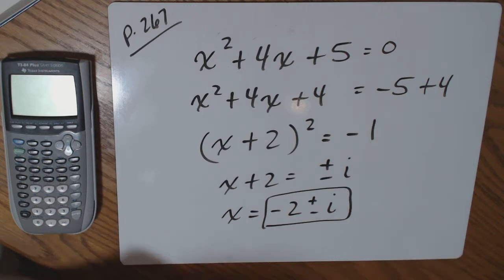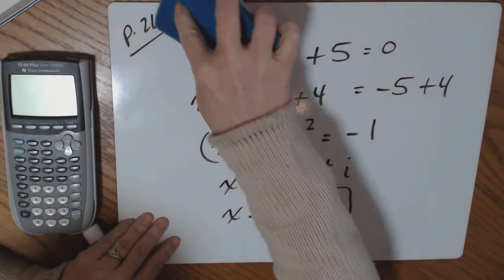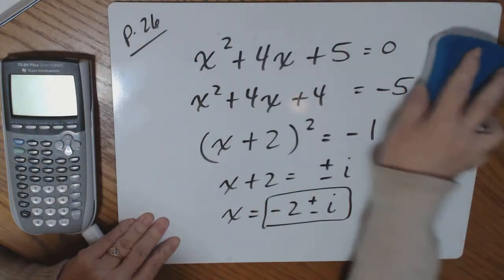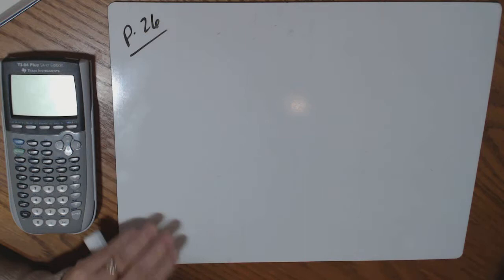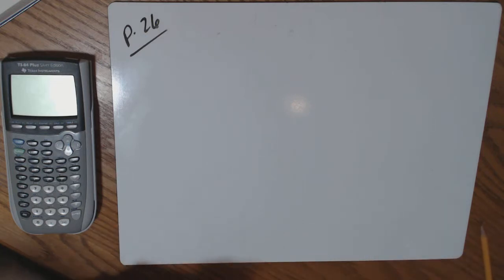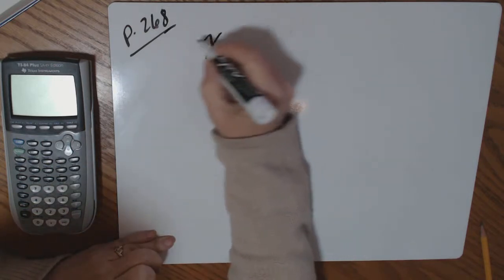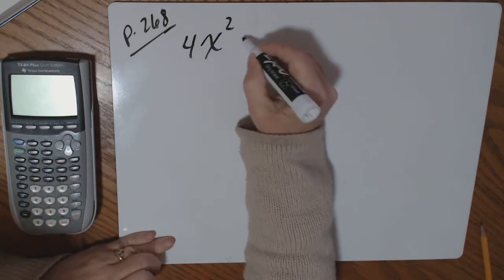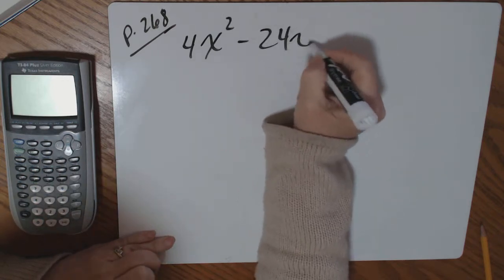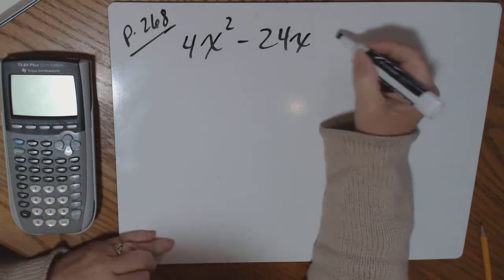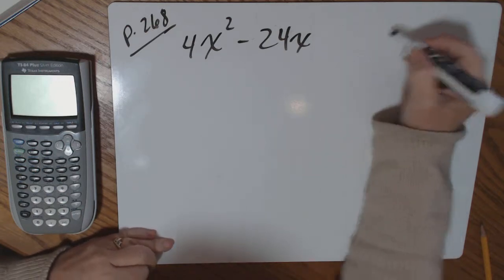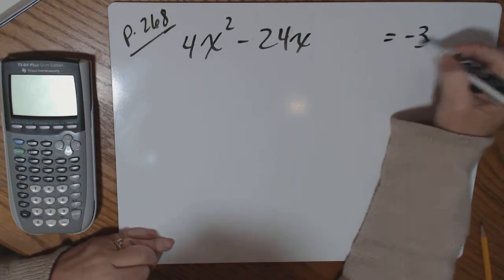And a really good example of that is if you turn the page in your book to page 268. If you look at the example there, again, here's the polynomial. Let me write this out for you. It's 4x squared minus 24x. And instead of writing the plus 37 over here, I'm going to do equals -37.